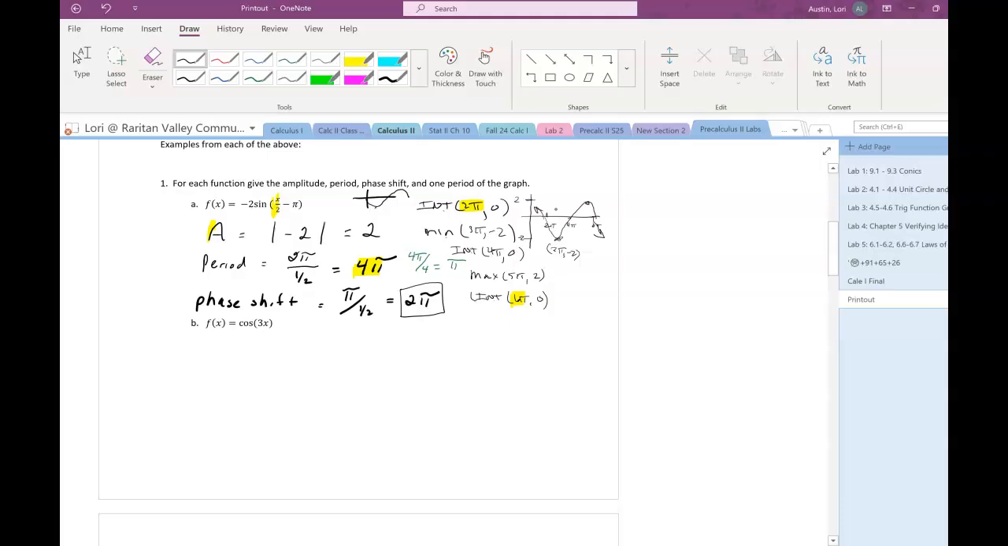But I do need to see a graph. I need to see these points of 2 pi, 4 pi, 6 pi at the very least. And label as much on the graph as you can.